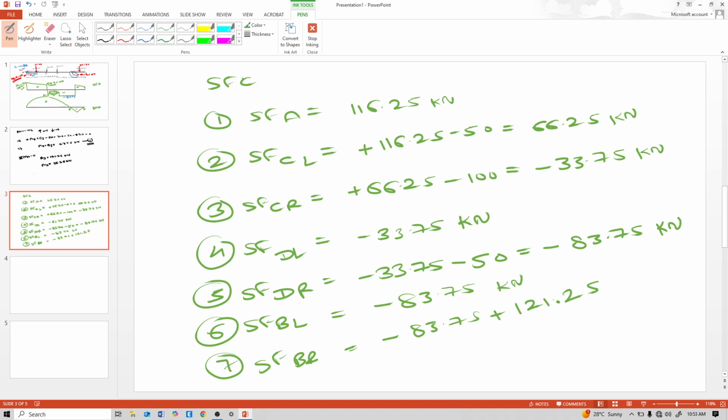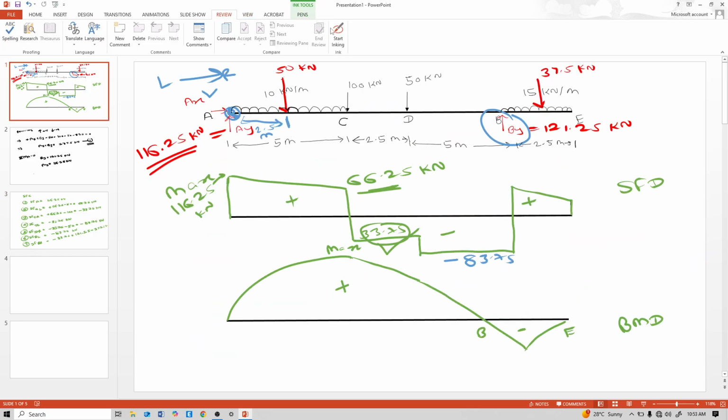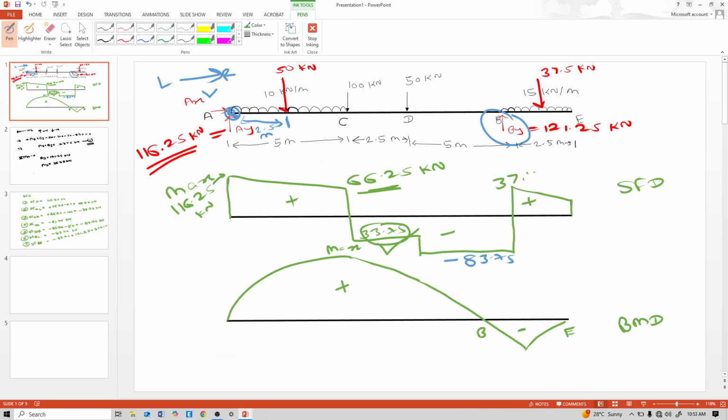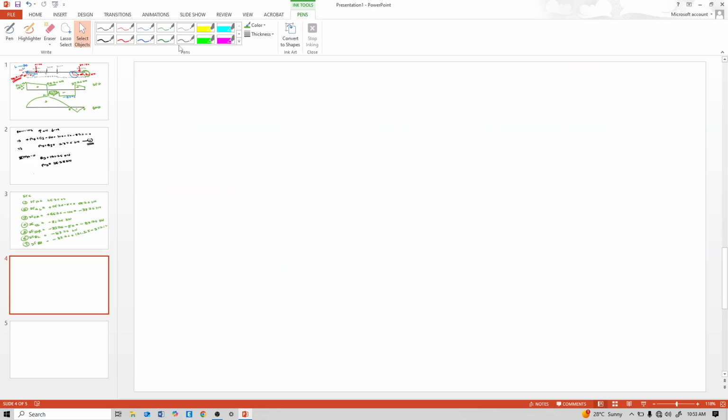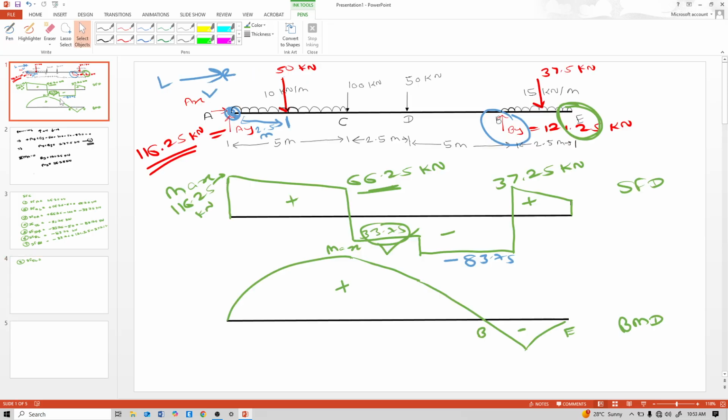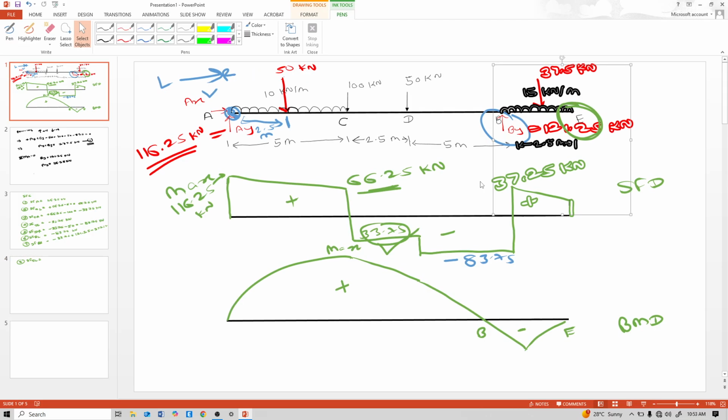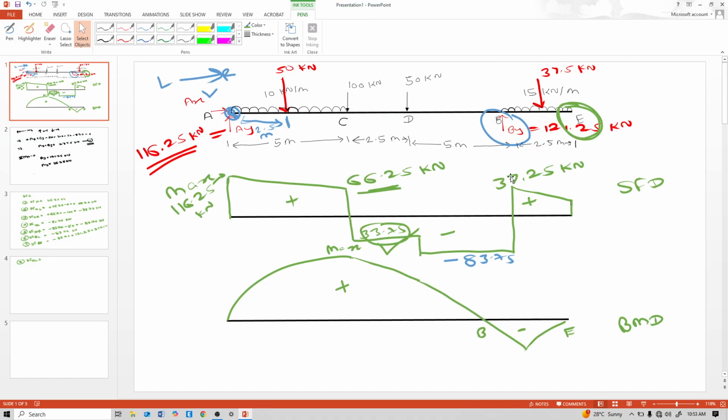So it is 37.25 kilonewton. So here shear is 37.25 kilonewton, just right to that point B. Now calculate shear force at this point E, just left to that point E. Shear force just left to that point E. So up to here shear is 37.25 and this 37.5 is negative.